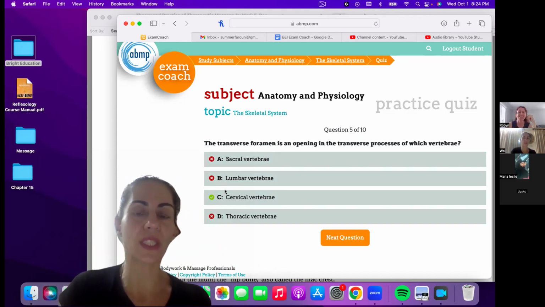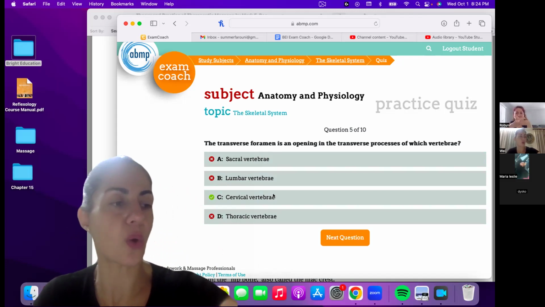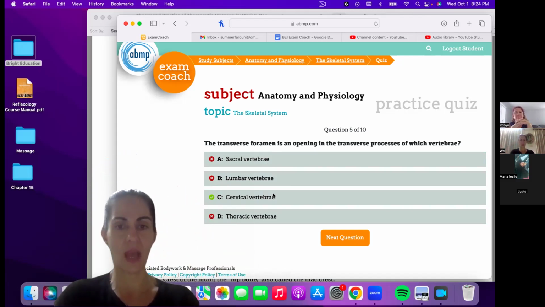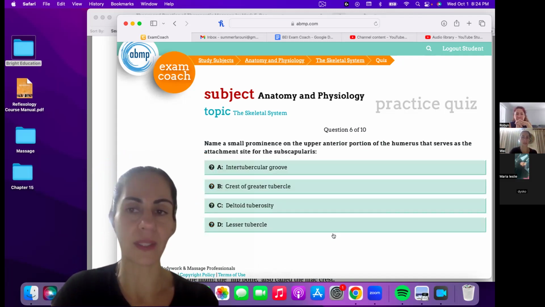We'll go through the anatomy of this again in the nervous system, because we're going to talk about the spinal nerves that stem out of there. For now, don't worry about that too much, but keep a note on it, okay?